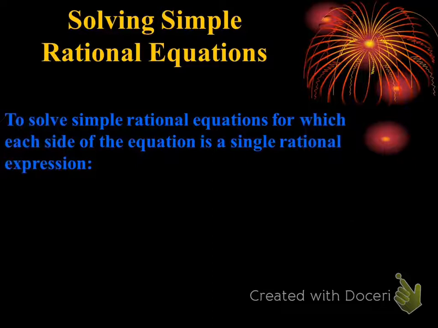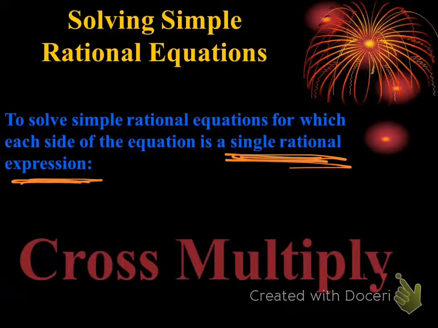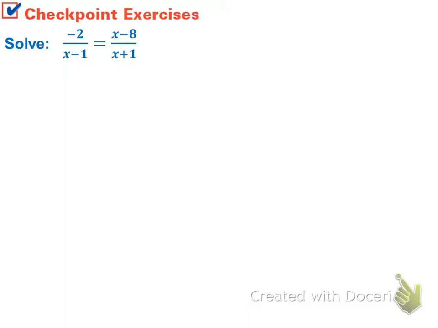Alright, so LCD was one method, but remember, for the simpler rational equations, there is another method. We can cross multiply. But remember, this cross multiplying method can only be used when you have a single rational expression on each side of your equation. Okay? So only use the cross multiplying method when there's a single rational expression on each side. So let's look at the cross multiplying method.